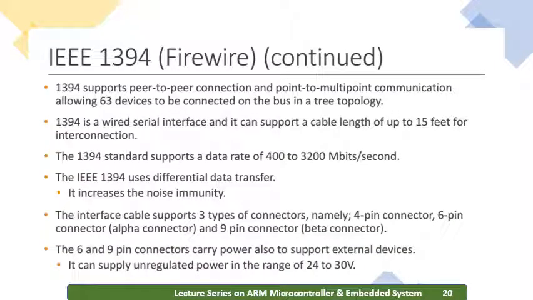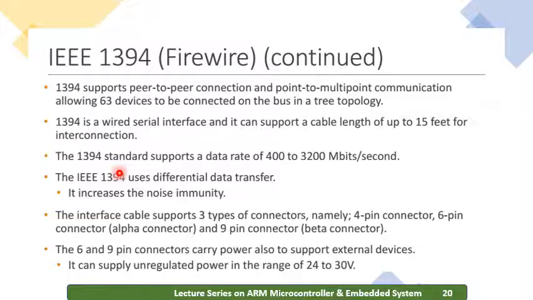The next type of communication interface is IEEE 1394 or FireWire. 1394 supports peer-to-peer connection, and point-to-point devices can be connected on a single bus, and it uses a tree topology. So 1394 is a wire serial interface and it can support a cable length of up to 15 feet for the interconnection. It supports a data rate of 400 to 3200 Mbps. And IEEE 1394 uses differential data transfer, which also increases the noise immunity.